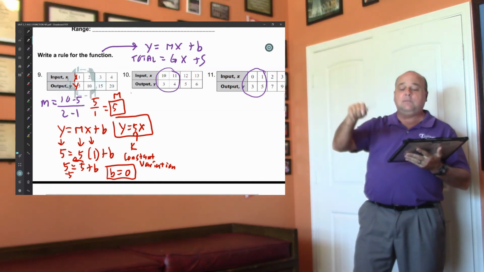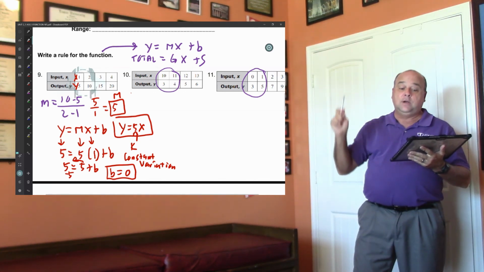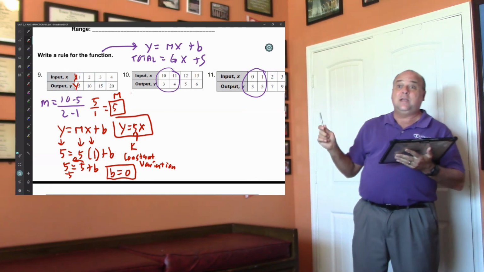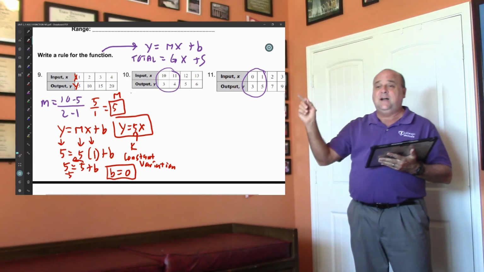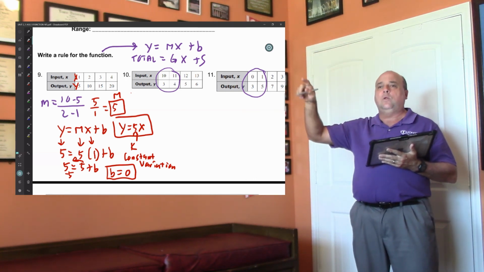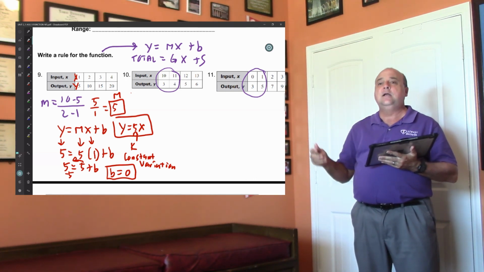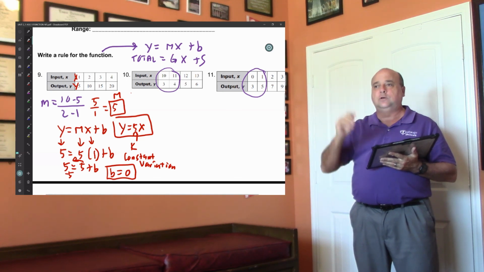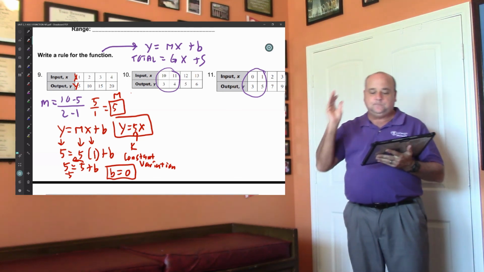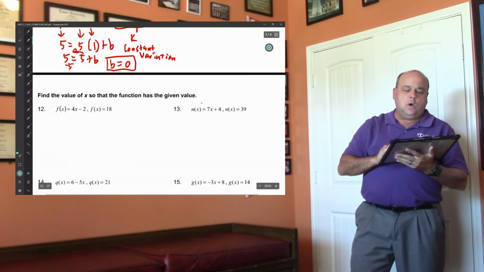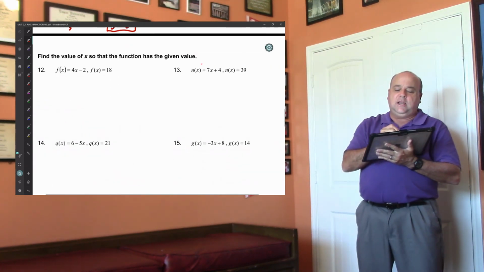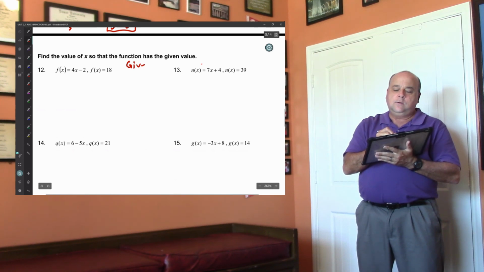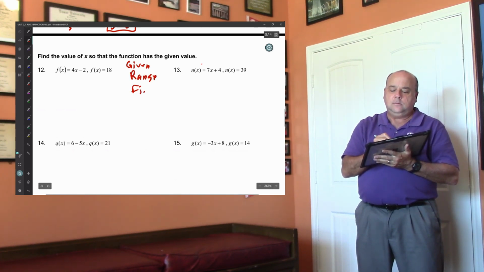You're going to do the same thing on 10 and 11. On number 11, if you know what you're doing, they already give you b. I'm not going to help you out on that, see if you can remember. So you find the slope, then plug into y equals mx plus b, and find your function rule. You want to write your function rule as y equals mx plus b. Let's continue on. Now then, on these problems, you are given the range, and we need to find the domain.